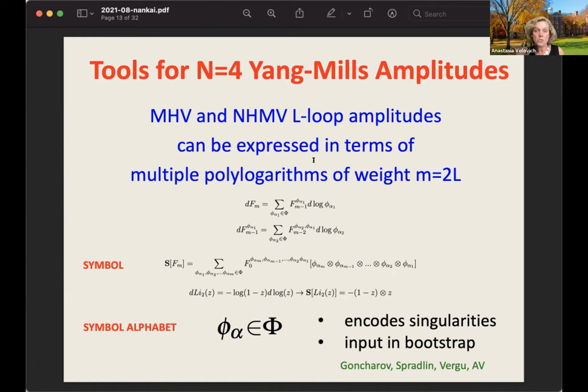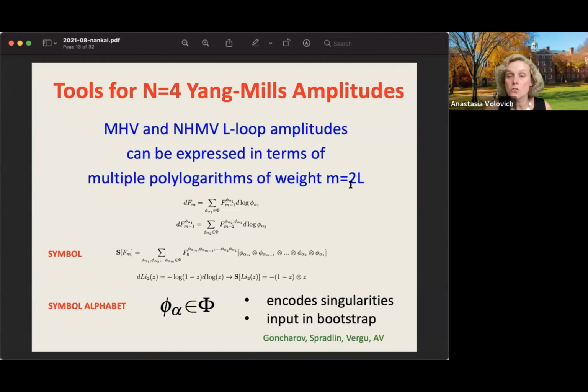But I will just focus on those amplitudes could be expressed in terms of multi-polylogs, with weight 2 times the number of loops. So what are the multi-polylogs? Well, they could be defined recursively. If you're interested in a multi-polylog of weight M, you take the differential of that function and write it as dF_M = F_{M-1} d log phi. And then the differential of F_{M-1} is F_{M-2} d log, etc. And then you continue until you just get to the ordinary log.